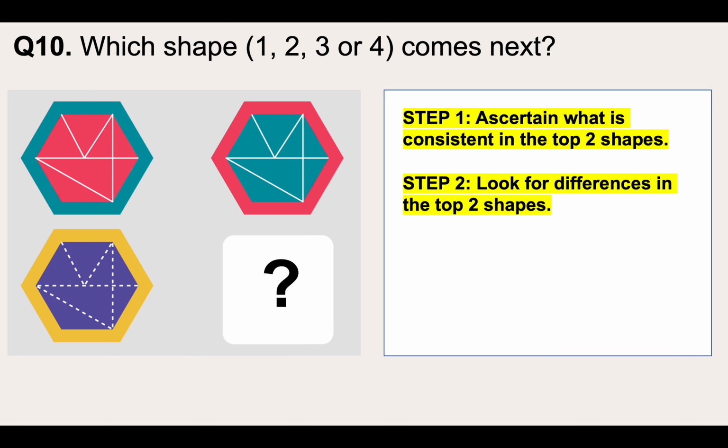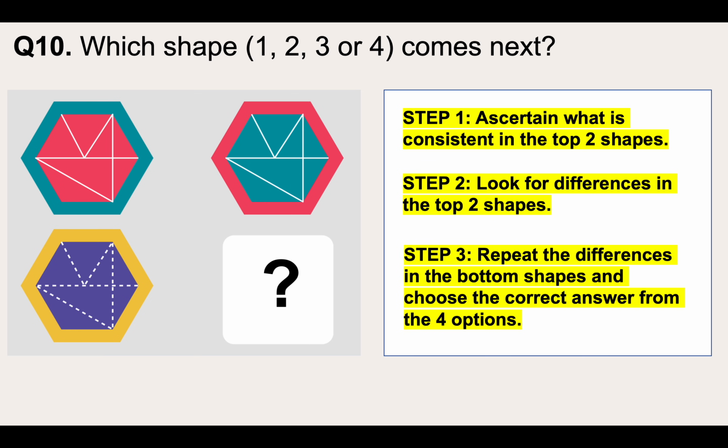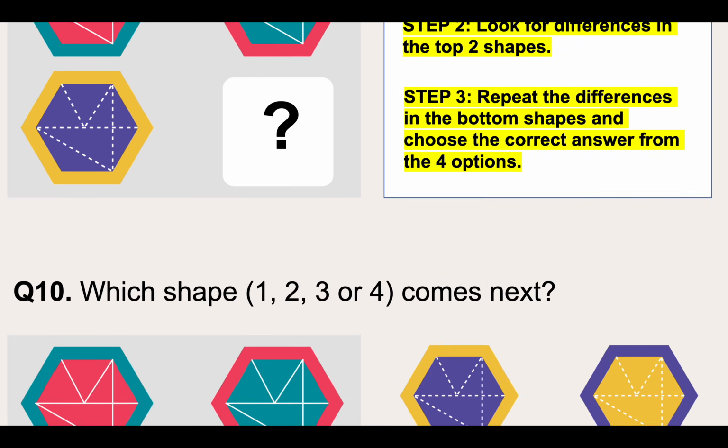The next step is to look for differences in the top 2 shapes. So I can see that there is a difference in the outer colour. It's green on the left and a pink colour on the right. And the inside colour is alternated as well. So the same has to apply for the bottom shape. So repeat that difference in the bottom shapes and choose the correct answer from the 4 options.